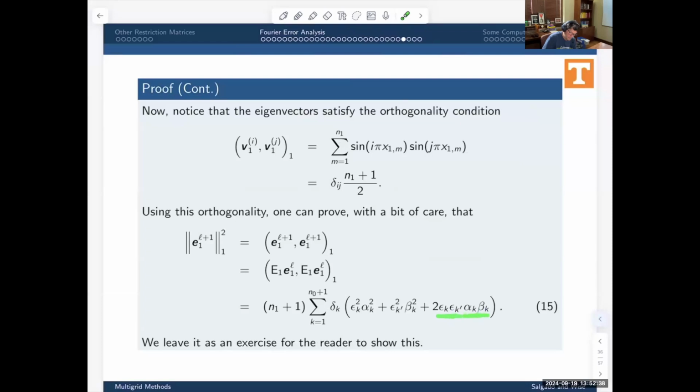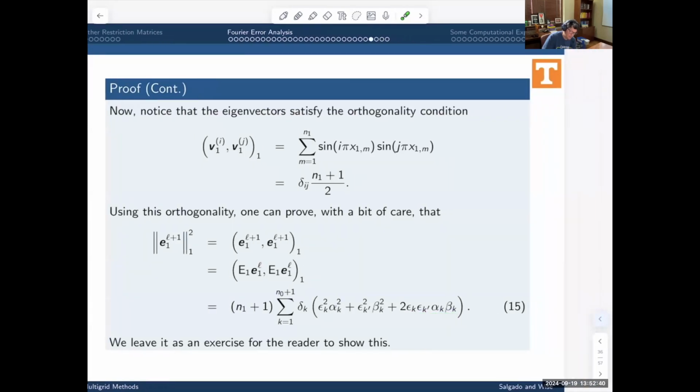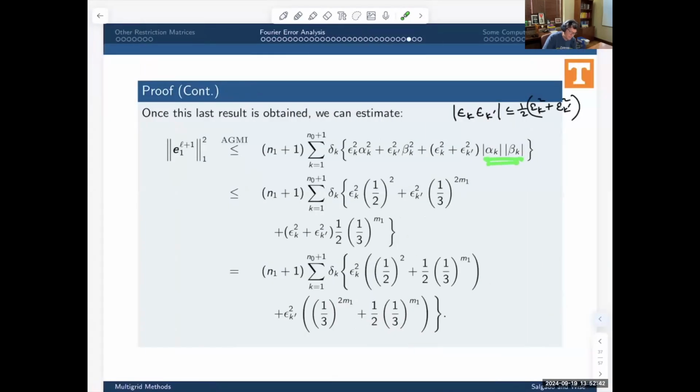I can replace these with their absolute values. That gives me something larger. So replace that with absolute values. And now I'm going to do my estimates. Now I'm going to leave these guys alone. These guys are just the coefficients in the expansion for the error at the previous time step, the previous iteration step L. I previously showed that this is less than a half.